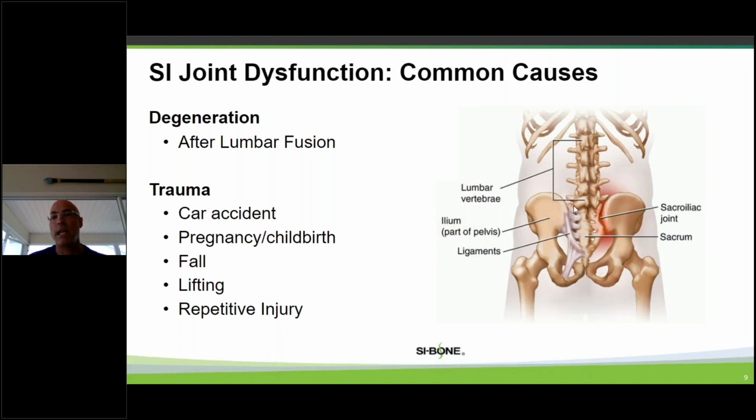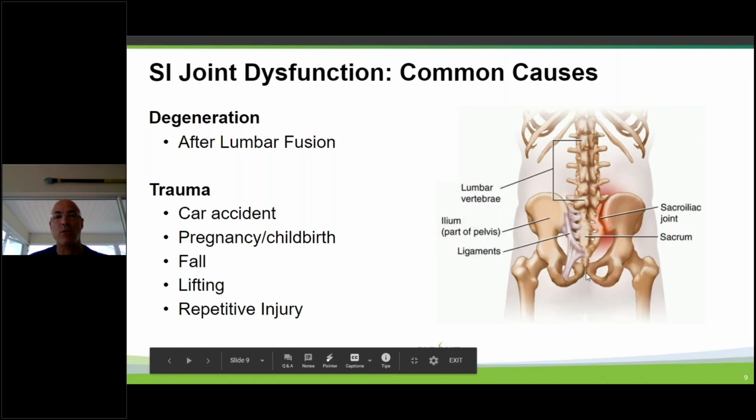A fall, again, any injury to the bone, to the ligaments, to the overlying muscles that support the base of the spine can cause sacroiliac dysfunction. Lifting, because again, when you lift, you're applying more force to your spine, and that force has to be translated down the spine, down the leg. It's going to put more force on the sacroiliac joint. And of course, repetitive injuries.